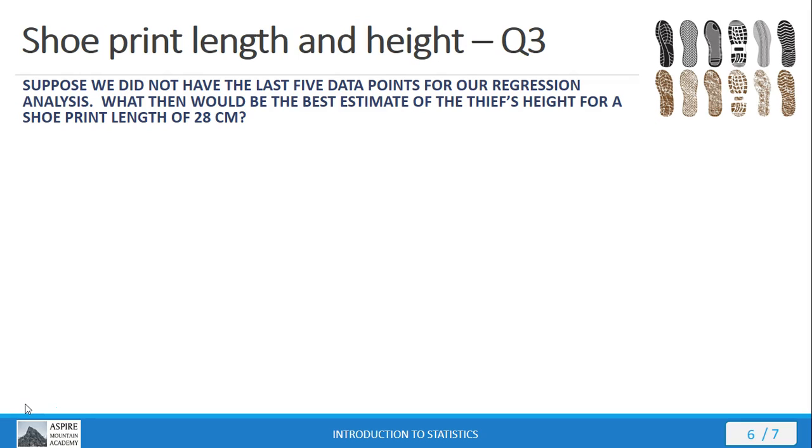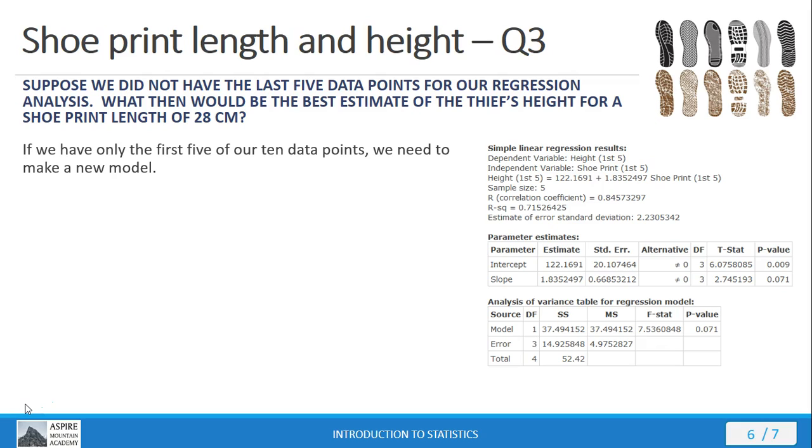Third question, suppose we did not have the last 5 data points for our regression model. What then would be the best estimate for the thief's height for a shoe print length of 28 centimeters? So in that case, we've only got the first 5 of our 10 data points, so we're going to need to make a new model. So here's our regression analysis from StatCrunch. And notice the regression equation has some different values in it.